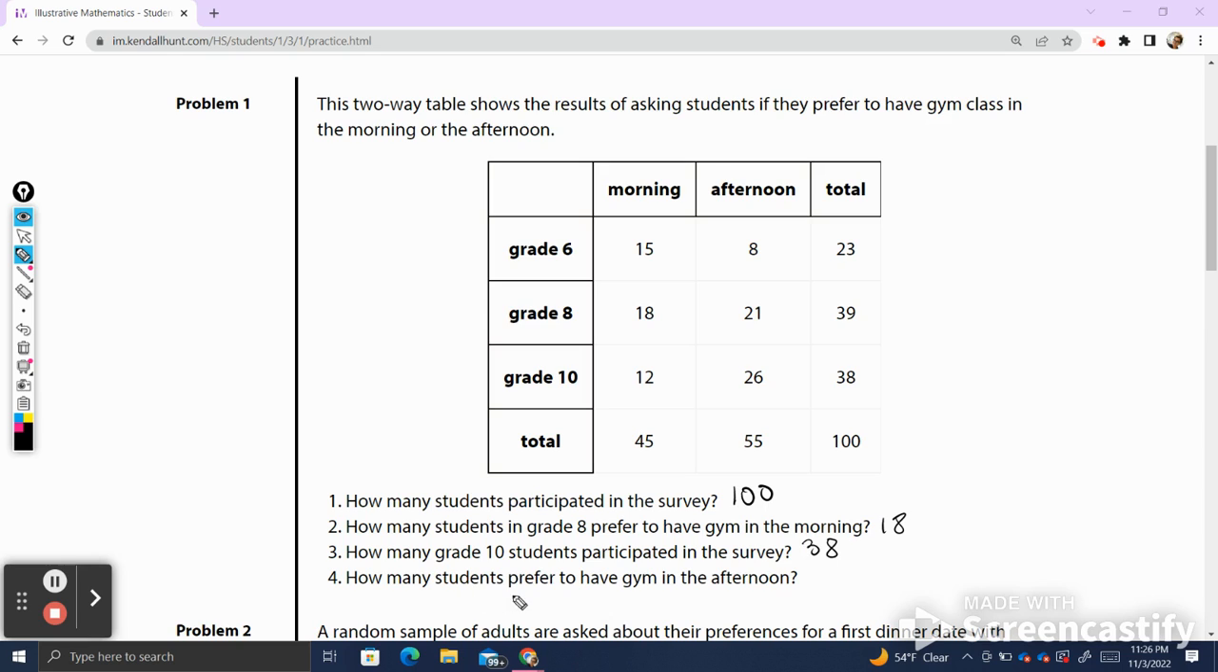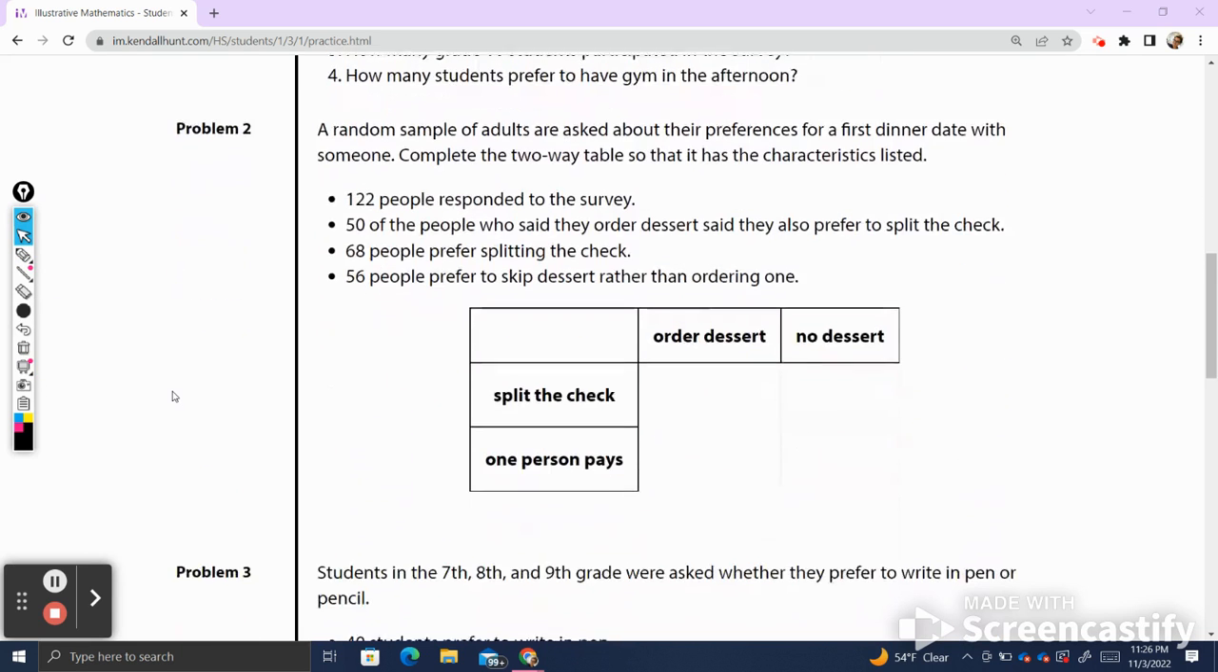Finally, how many students prefer to have gym in the afternoon? So I'm looking at my afternoon column. I want my total number of students, which is 55. 55 students prefer to have gym in the afternoon. Pause this video here and re-watch if you have any questions about this problem. Let's go ahead to problem 2.